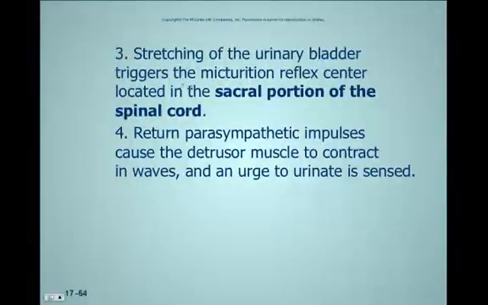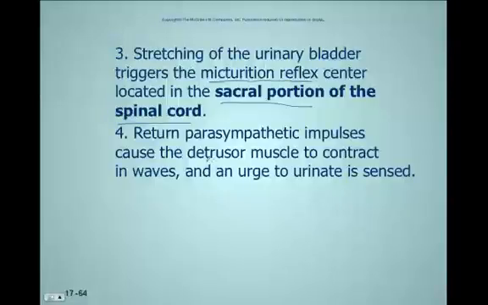Stretching of the urinary bladder is what actually triggers the micturition reflex center. So when the bladder stretches to a certain point, that will stimulate that micturition reflex, which is located in the sacral portion of the spinal cord. Of course, we have some override control on the external sphincter, but a certain stretch on the bladder is going to trigger that micturition reflex.